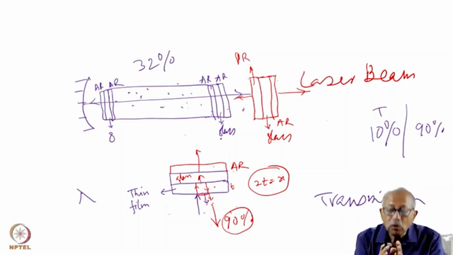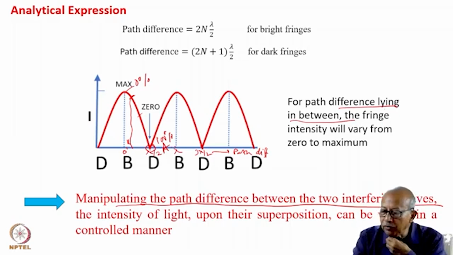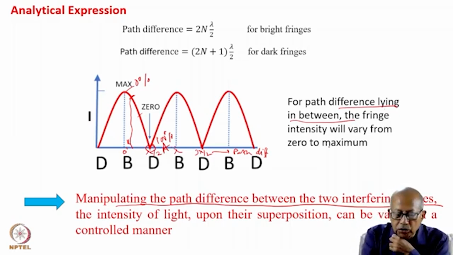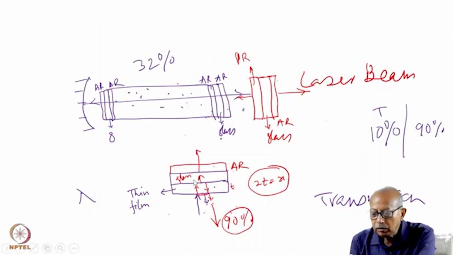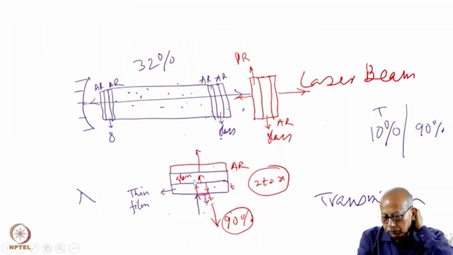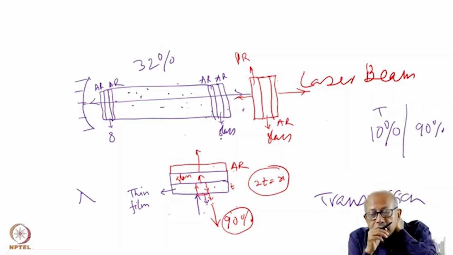But I think you have got a qualitative picture of how, with the path difference lying in between, the fringe intensity will vary from 0 to maximum. This is how you can exploit it for the fabrication of the mirrors of lasers.